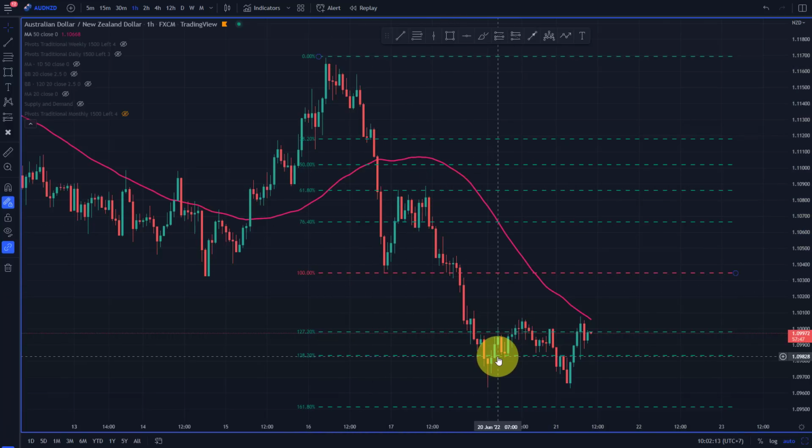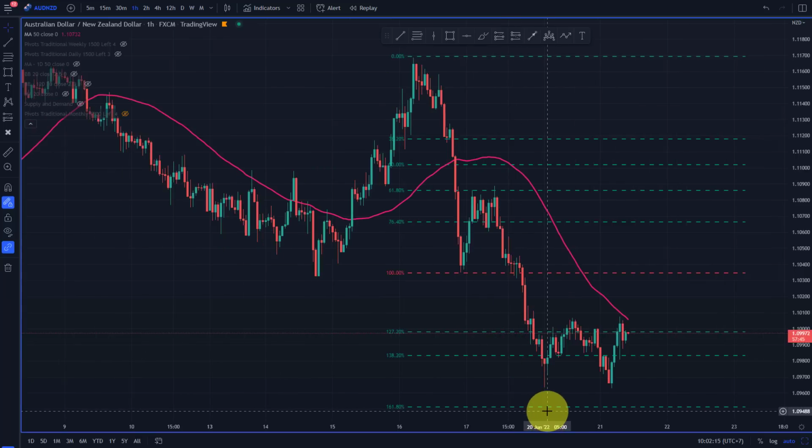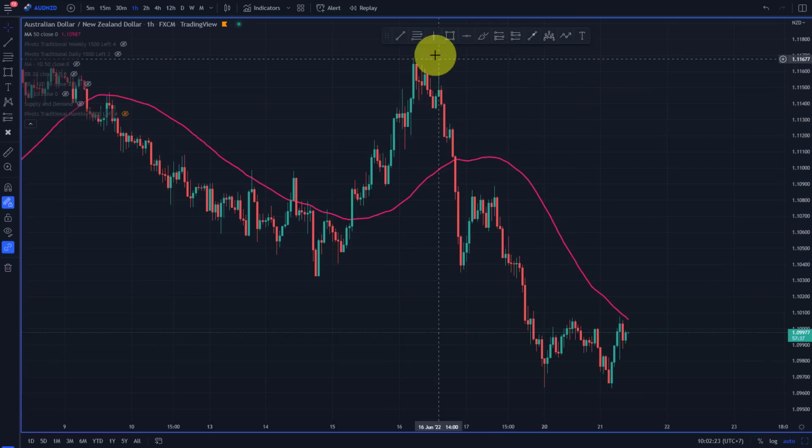The 138 has already been achieved, and we came very close to the 161. So there's a good likelihood that the trend is at least over for now, or maybe we are able to get into a new trend wave soon.